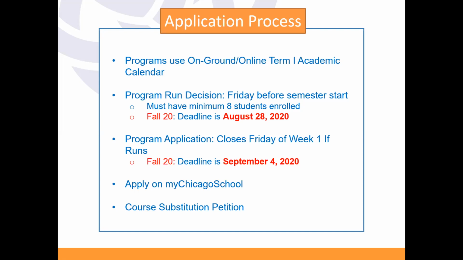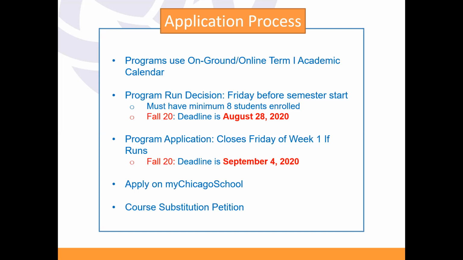By saying that, every program has a run decision deadline, which means by that date, this program must have a minimum enrollment of 8 in order to proceed. So again, we're using the on-ground online term 1 calendar for fall 2020. That date is going to be August 28th, before the semester starts. So by that date, we need to have 8. I'm very excited, I already received 2 applications. So hurry up if after the session you feel that this is your program. This definitely will benefit you. Submit your application, get your seat secured as soon as you can, so that we can proceed, with 8 enrolled by that date.